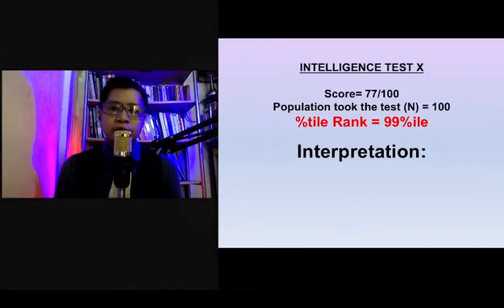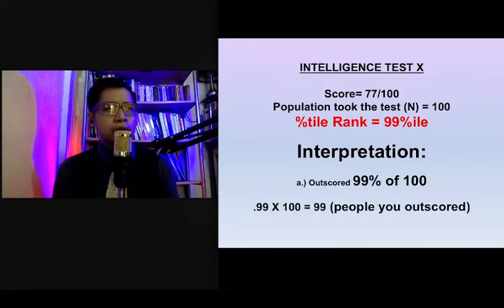Another example, hypothetical test. Raw score, 77 over 100. There are 100 people who took the test. Tapos sabi sa'yo, ang percentile rank mo is 99. What do you mean when you have a percentile rank of 99? Again, you were able to outscore, tinalo mo, yung 99% ng 100 katao na kumuha ng test.